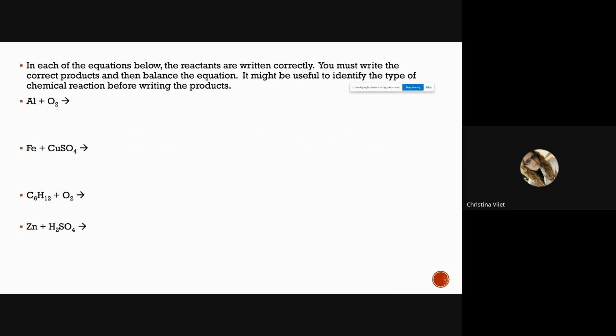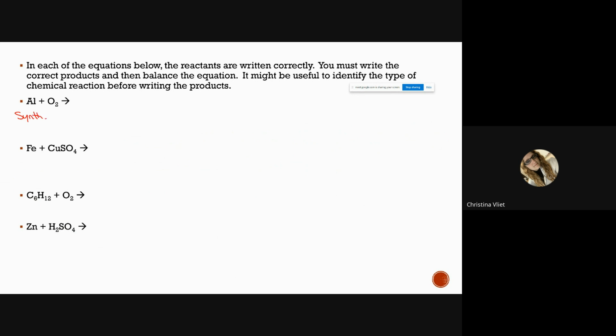Is this enough information to write the products? For the first reaction, it says it might be useful to identify the type of reaction before writing the products. Notice I did leave out the states here, so you don't have to write in the states unless asked. What about this first one, Al plus O2? What type of reaction do you think we got going on here? So you should write that underneath.